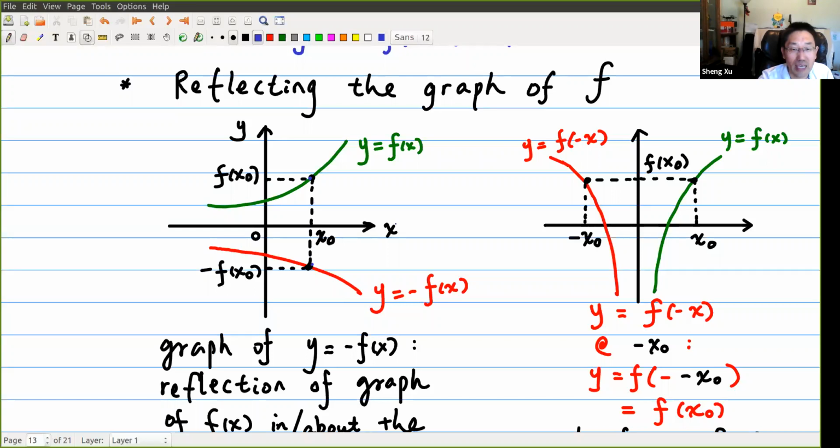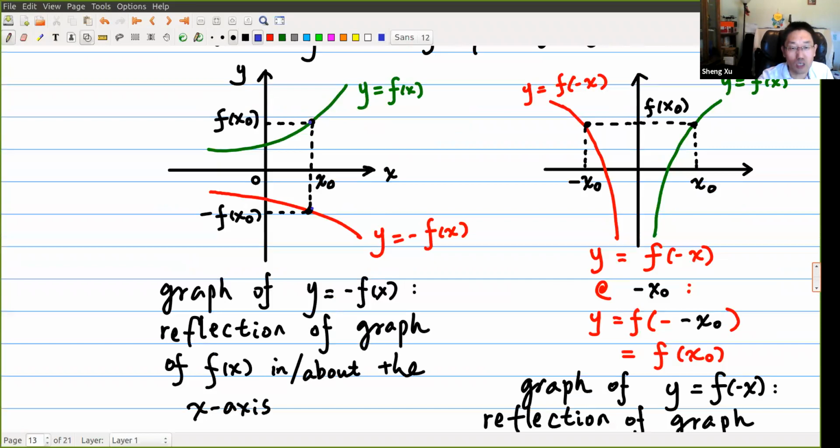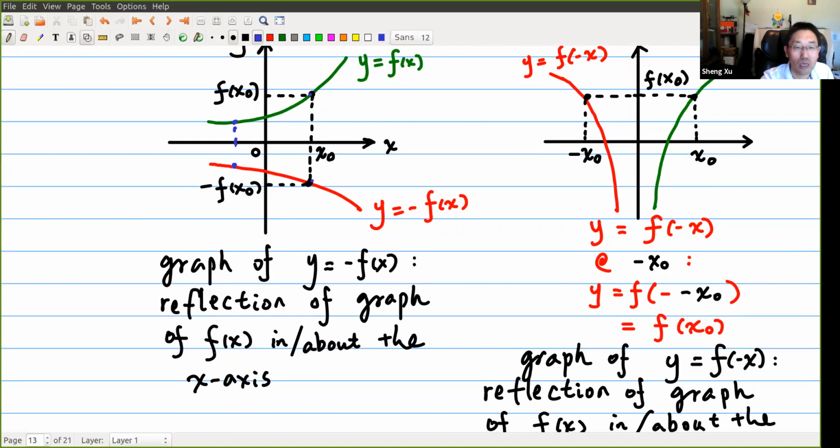So this x-axis looks like a mirror. This is like the image of the green curve, and this point here is like an image of that point. So this is called mirror symmetry, okay? So it's called a reflection. So similarly for all the points, right? For this point here, above and below, like this, right? So the graph of y equals negative f of x is a reflection of the graph of y equals f of x about the x-axis. Okay, that's easy to understand.